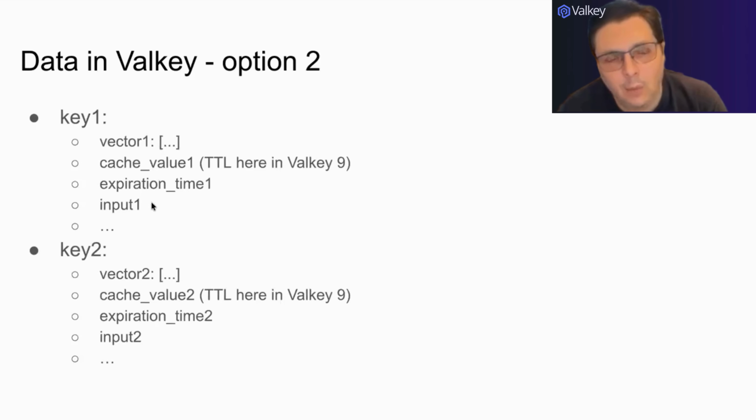Okay. Another option is we can use valkey hash maps and store everything in the same key. So here we'll have key 1. We'll have a vector stored here. That's going to be the 16 kilobytes of data. Then we'll have another key where we'll store the cache.